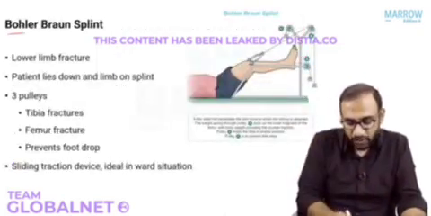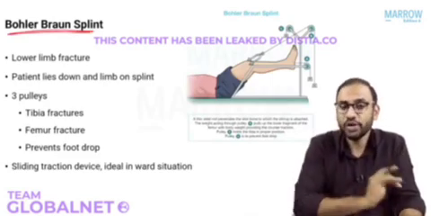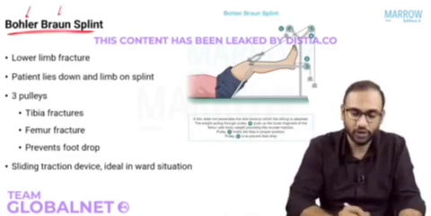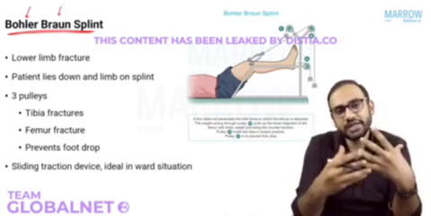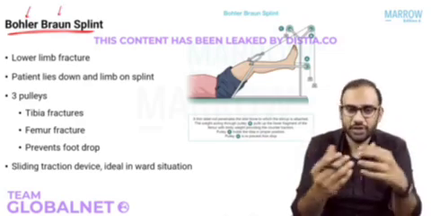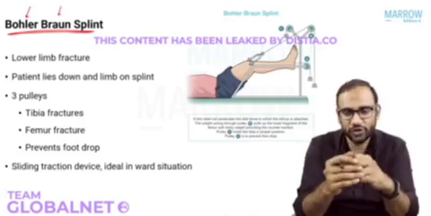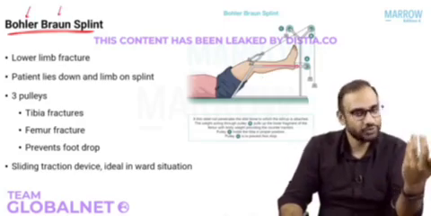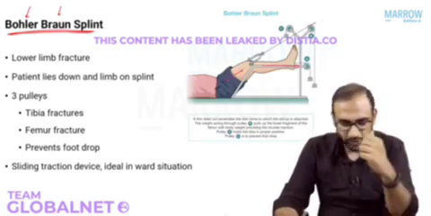Moving on, Bowler and Brown splint. Another splint that I want you to know is Bowler and Brown splint. This splint was invented by two gentlemen, Dr. Bowler and Dr. Brown. It is also used for lower limb fractures, particularly femur fracture and tibia fracture. As I've told you, it depends on the pulley that you use. It can be used for tibia fracture if you use pulley A and femur fracture if you use pulley B.